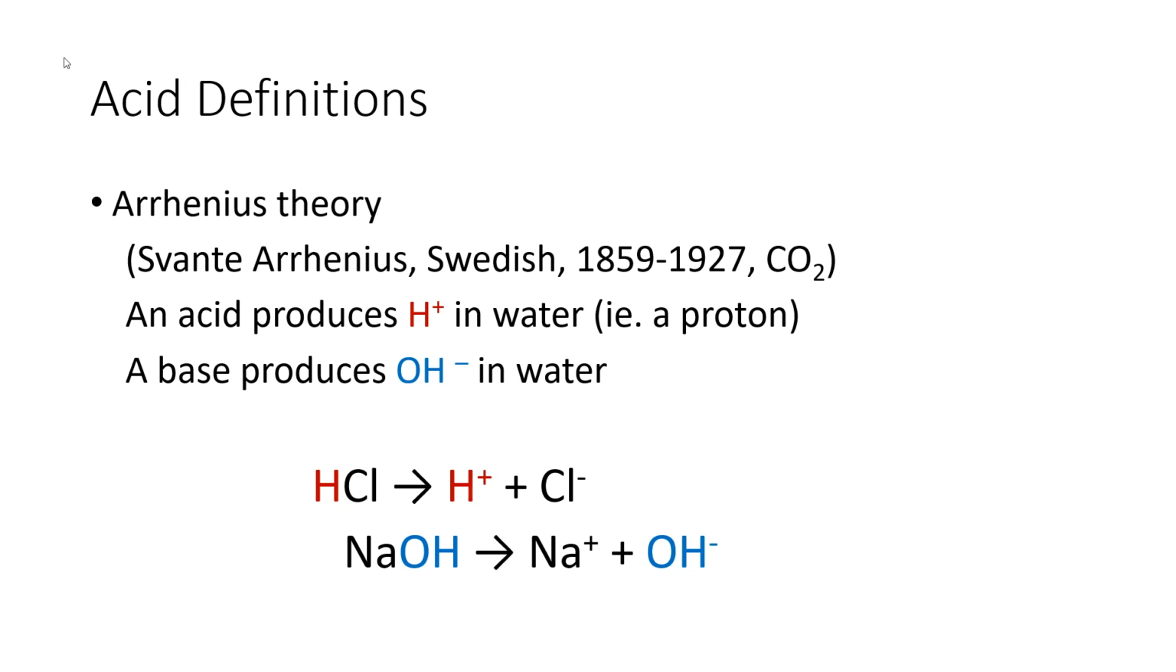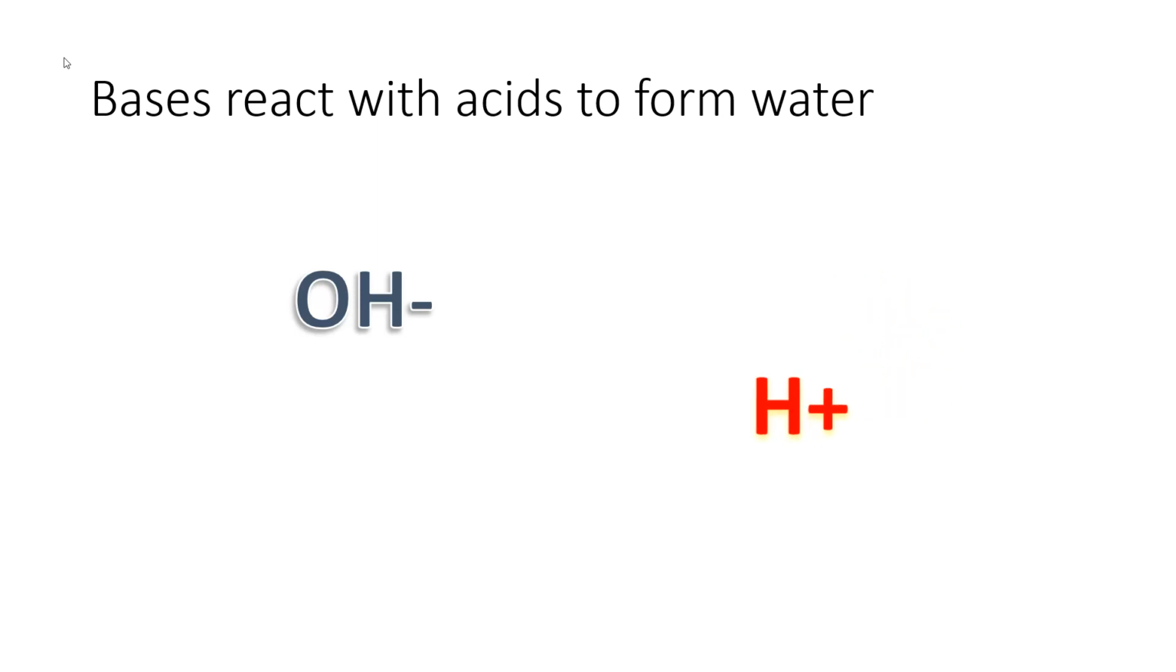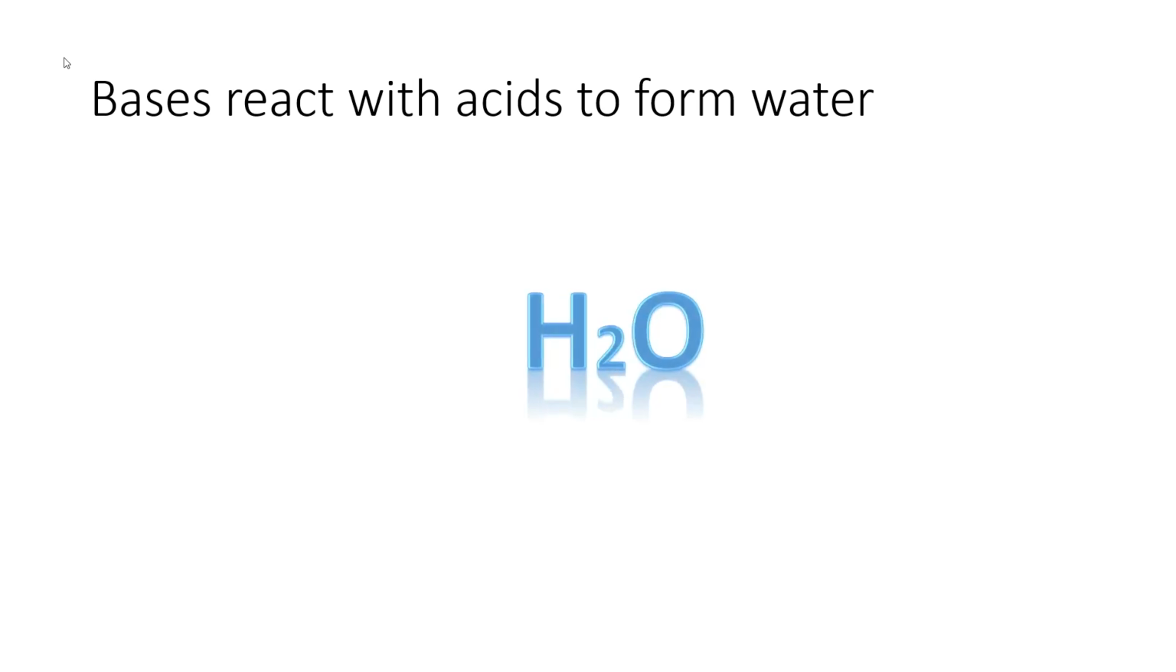Bases, he said, were OH- in water. Again, you know me, I'm not going to ask you what was Arrhenius' theory. It's just a really good place to start this. Sometimes I'll call H+ a proton because hydrogen is just a proton and an electron. If you don't have an electron, all that's left is a proton. So the key here is that an acid and a base will come together and form water. And that's a fun thing to remember.